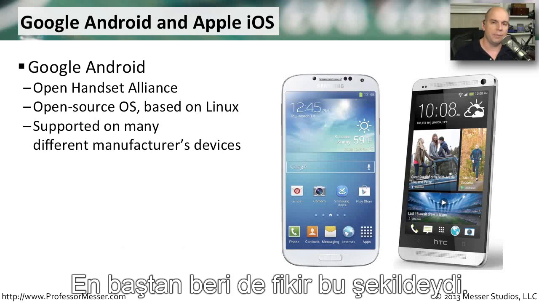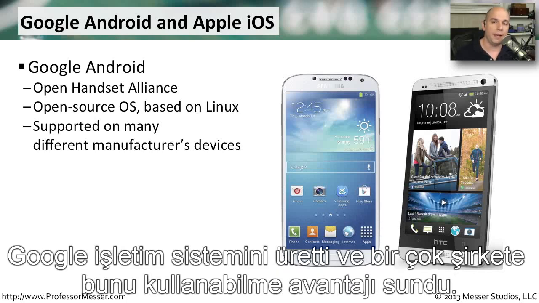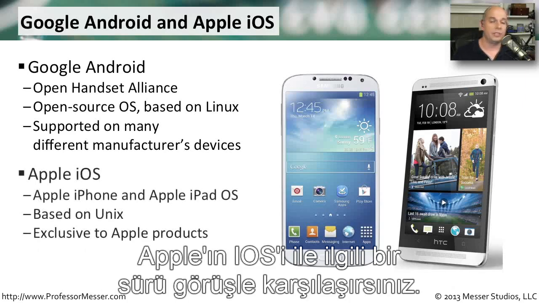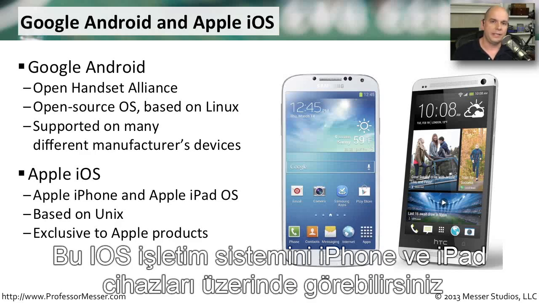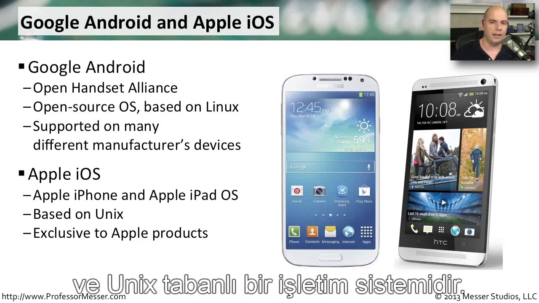That was the idea from the beginning, is that Google would create the operating system and then allow many other companies to be able to take advantage of that. You'll see a very different philosophy with Apple's iOS. iOS is an Apple-only operating system. It is not open source. It is completely proprietary to Apple. You'll see this iOS software running on iPhone and iPad devices, and it's based on the Unix operating system.